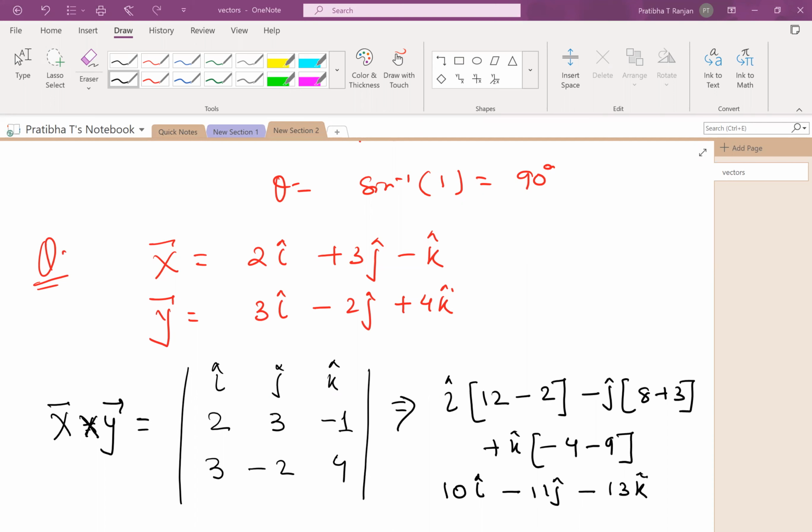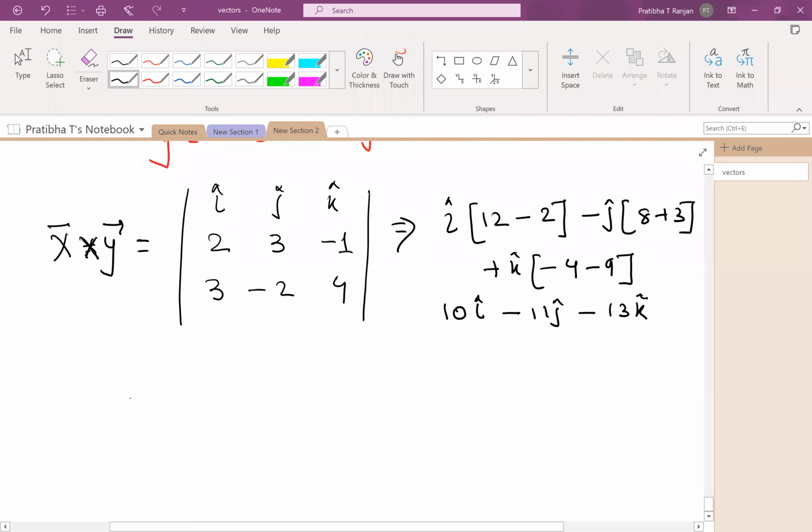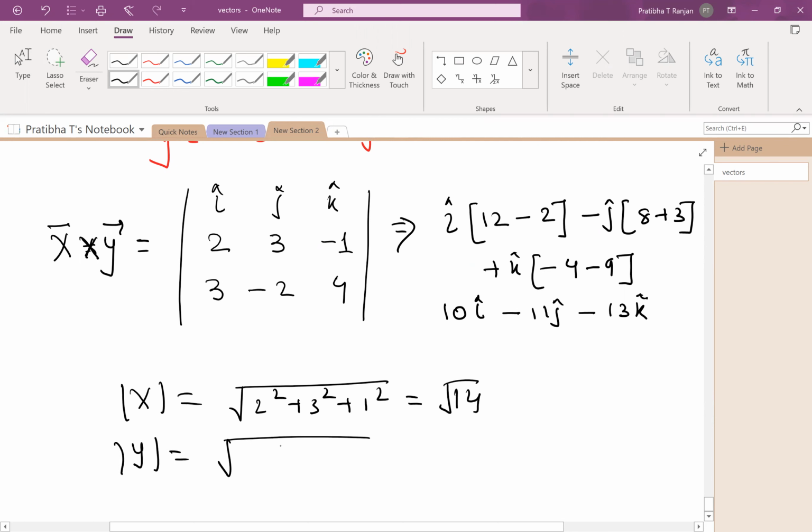Now, to find sine theta, we have to find their magnitudes. If you need to find the angle between them, first you need to find the magnitude of x. That is 2 squared plus 3 squared plus 1 squared, which is 4, 9, and 1, so 14. Y is 3 squared plus 2 squared plus 4 squared.